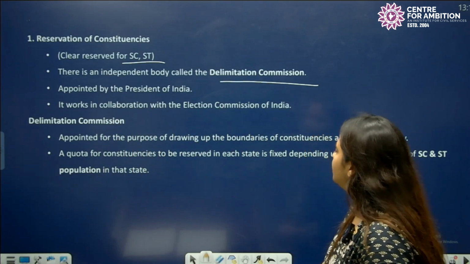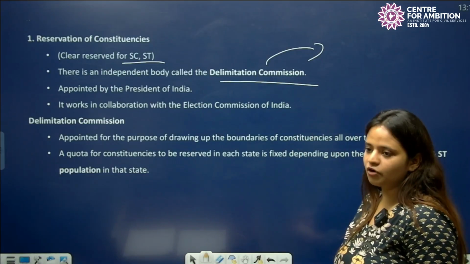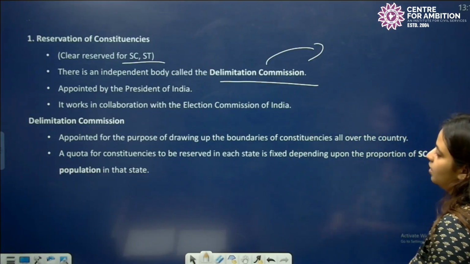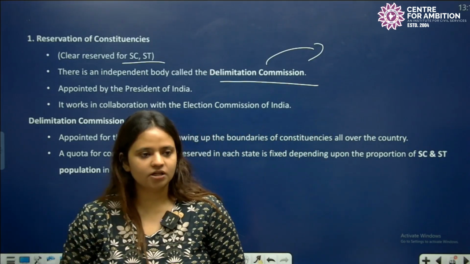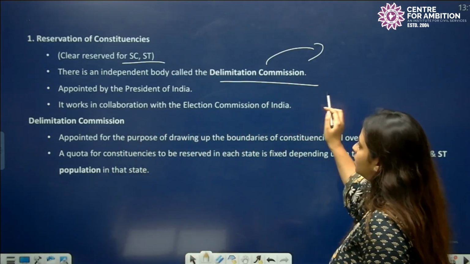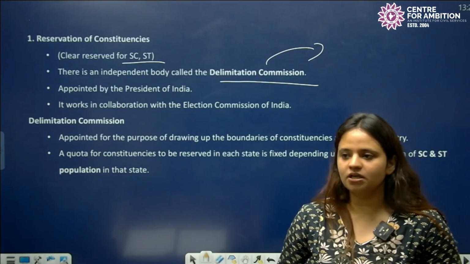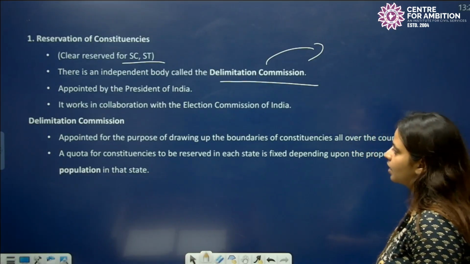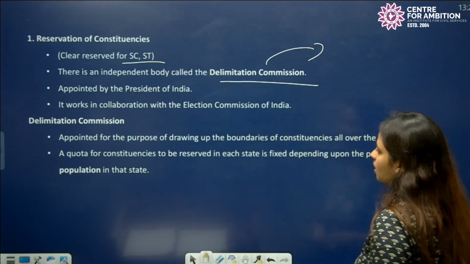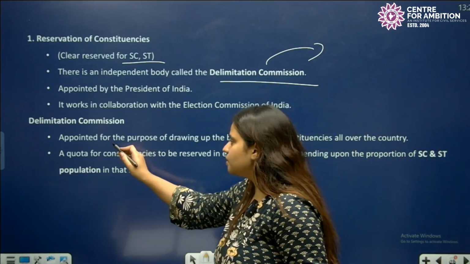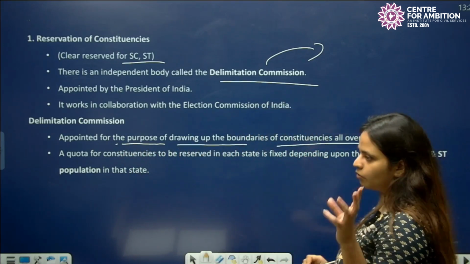Okay, so the Delimitation Commission, if we see, comes from an act of Parliament. Parliament, the Union government, makes an act on the Delimitation Commission, and then it forms an independent body. Who appoints the Delimitation Commission is the President of India. The Delimitation Commission works in collaboration with the Election Commission. The purpose of the Delimitation Commission is to draw up the boundaries of the constituencies all over the country.